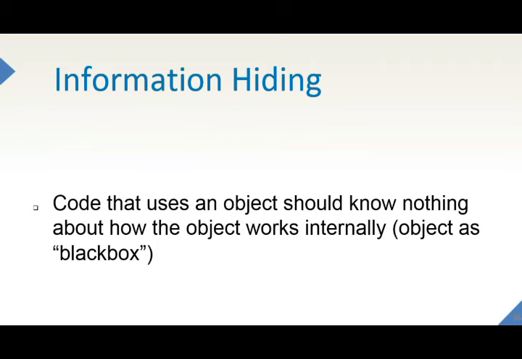For information hiding, code that uses an object should know nothing about how the object works internally. Other programmers can be given an interface to an object without revealing the implementation code, preventing them from using shortcuts or making assumptions that may later break when the object is updated. Information hiding may also be called a black box, because it has behaviors but its internal workings are a mystery to outsiders.